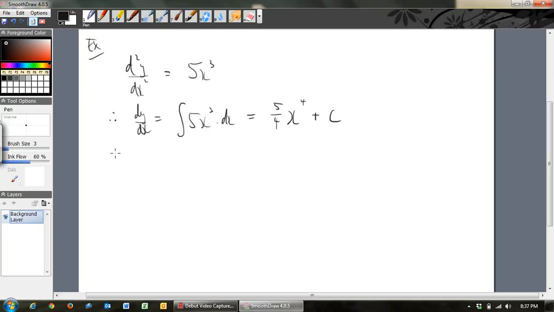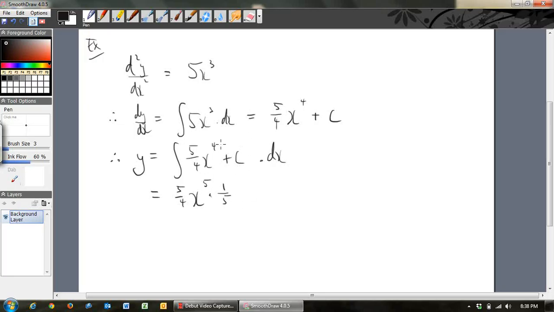But we're not done yet. We want to know what y is equal to. So to find y, we need to integrate again. So we'll integrate (5/4 x to the 4 plus c) dx. Right, what is this equal to? The x to the 4 goes to x to the 5, and we divide by 5. So that's 5 quarters, and I'll just put divide by 5 at the end there, just to keep it clear.